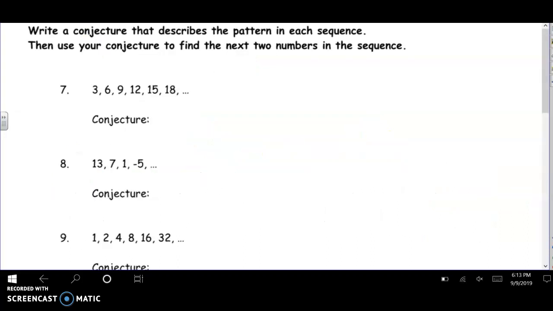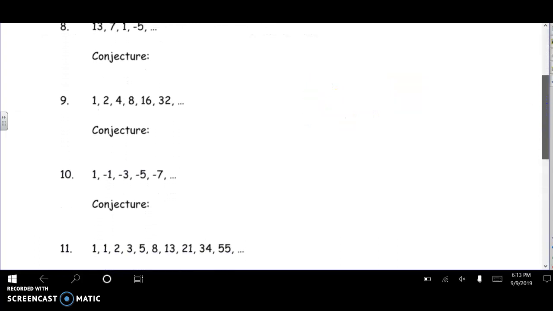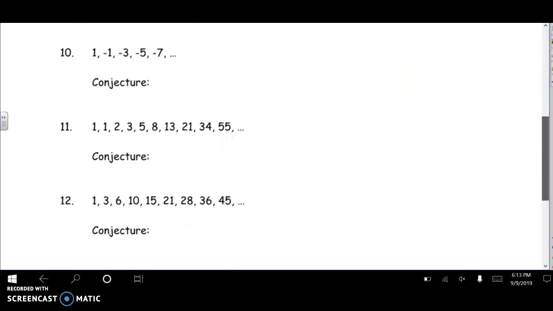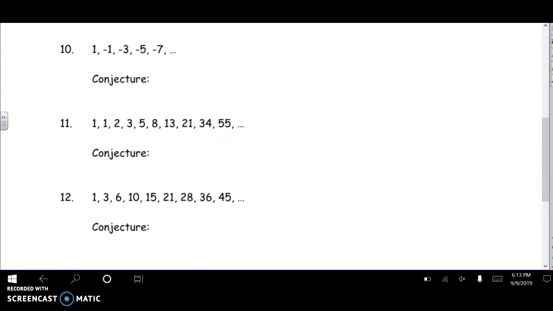page. Instead of diagrams and pictures, we now have numbers. The conjectures are going to work the same way. We're going to describe the pattern. A typical pattern is going to use addition, subtraction, multiplication, stuff like that. I'm going to give you some time to work on these, but before we do that, I'm going to jump to one of the later problems. I want to work on problem number 11.